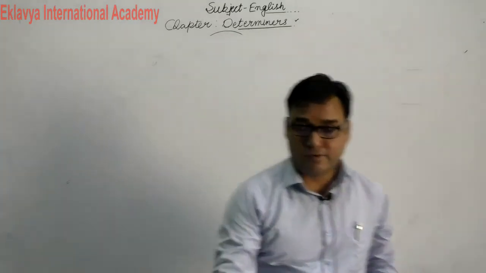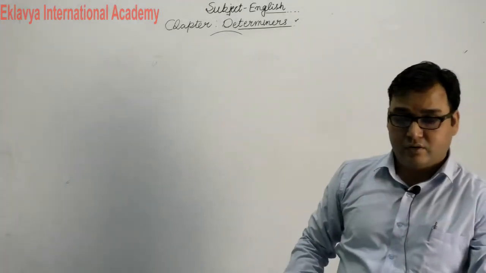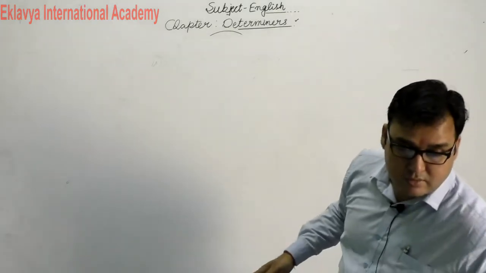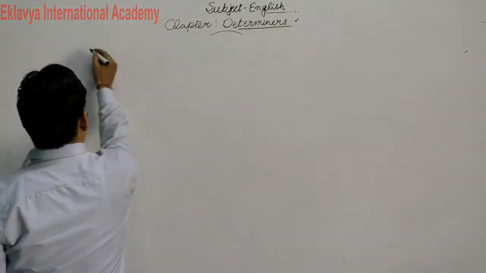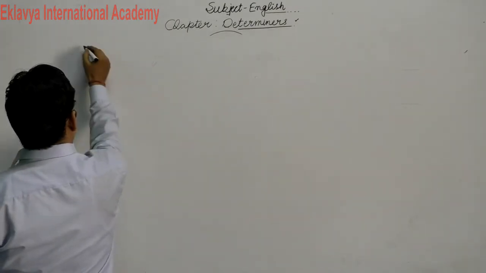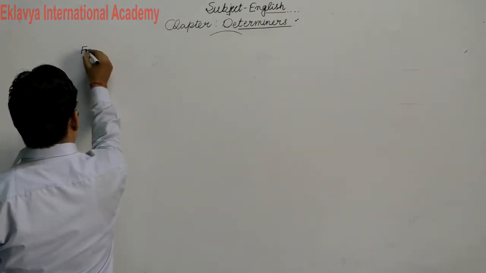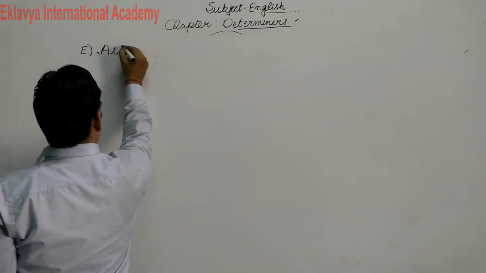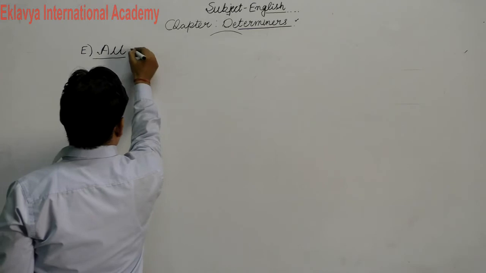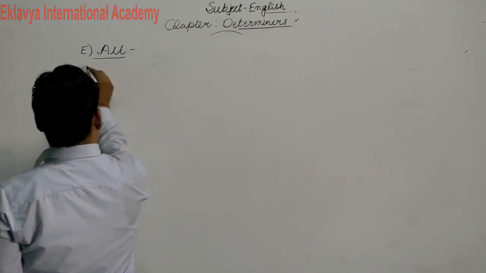The next we have, you can say the last, second last one in your quantifiers. We discussed D. Let's have the E. It's about all. Example number 1.